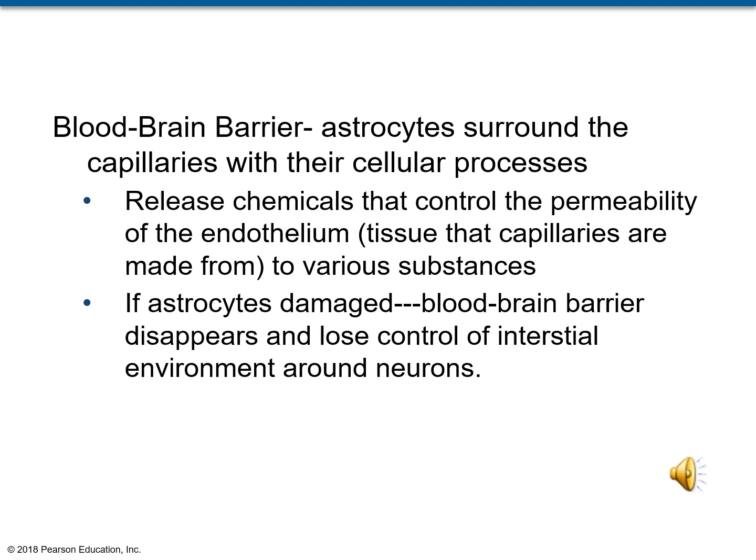They're going to release chemicals that control the permeability of the endothelium, that's the tissue of the capillaries, to various substances. So some things can leave the capillaries, others can't. And this controls the fluid so that it protects the neurons. If the astrocytes are damaged, the blood-brain barrier will disappear and you'll lose control of that interstitial environment. And now the neurons are exposed to a large number of things they shouldn't be.